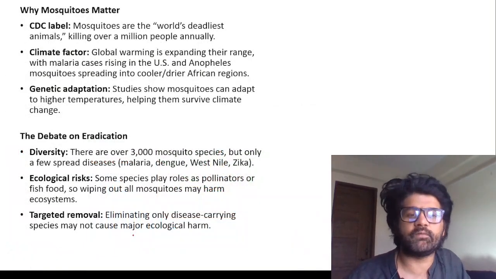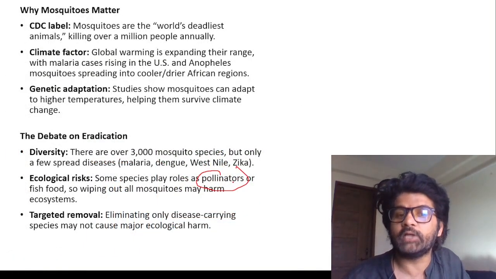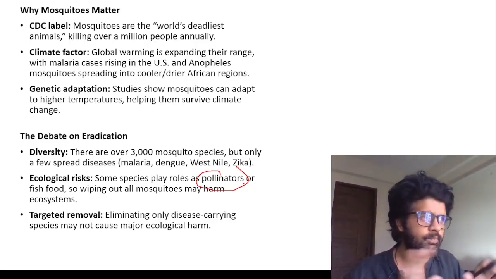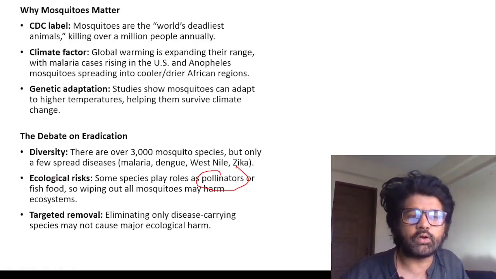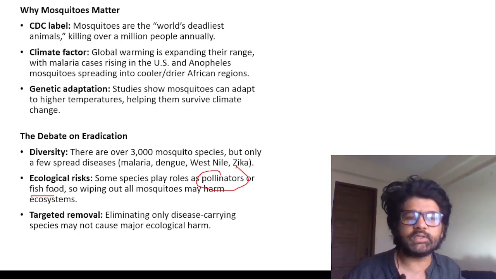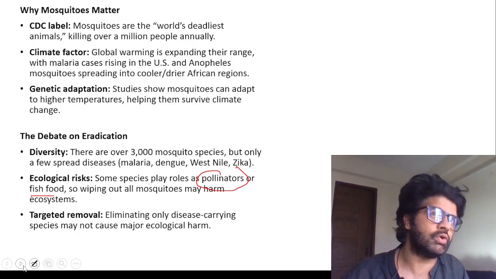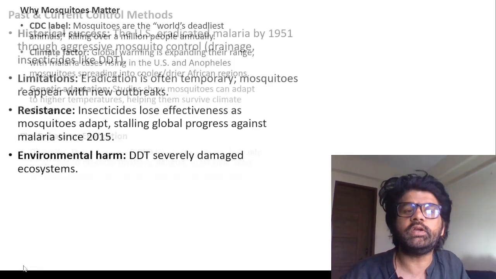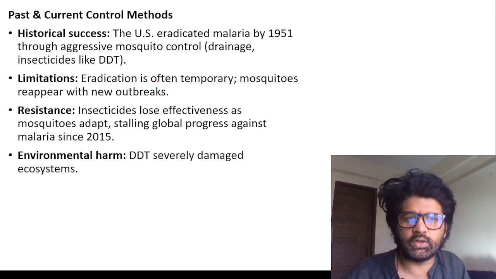You should not get rid of them because they also play a role as pollinators, transferring pollen grains from anther to stigma. They are also fish food. So you cannot wipe them all, you should not wipe them all, and that's why this article has been written. What you should do is target them selectively. What are the different methods? You can see all these things.